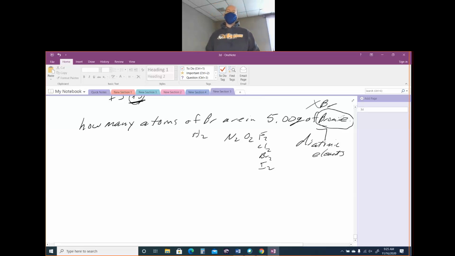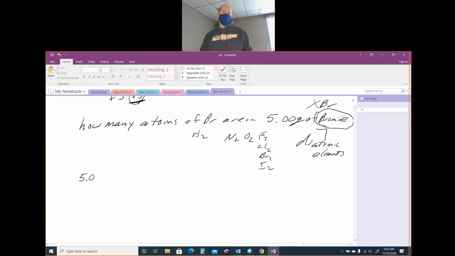So when a question like this just says bromine, or just says hydrogen or oxygen, that is going to be diatomic. But an atom is just 1. How many atoms? Bromine, 1, are in 5 grams of bromine.